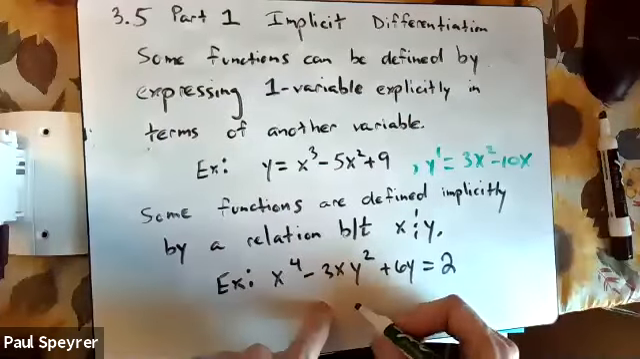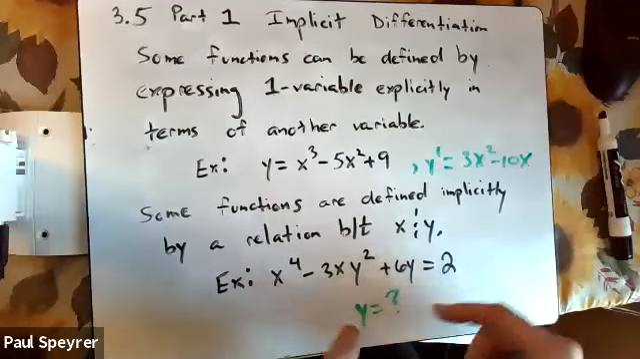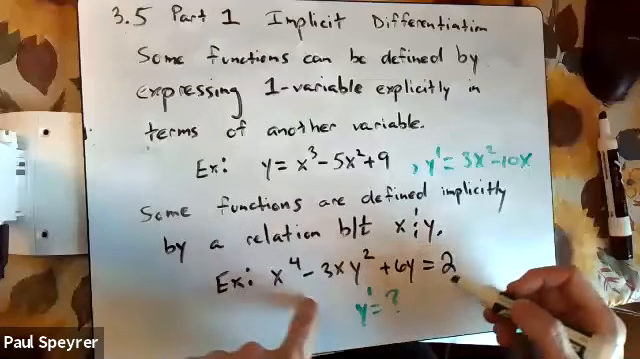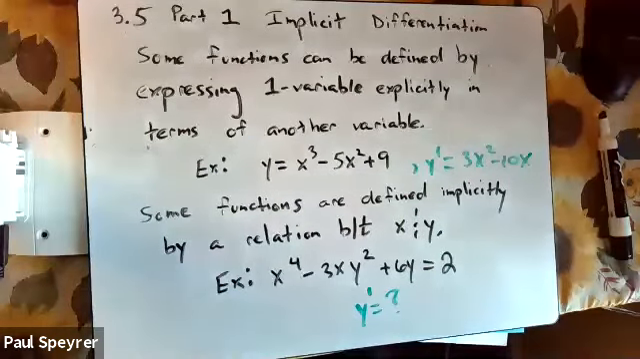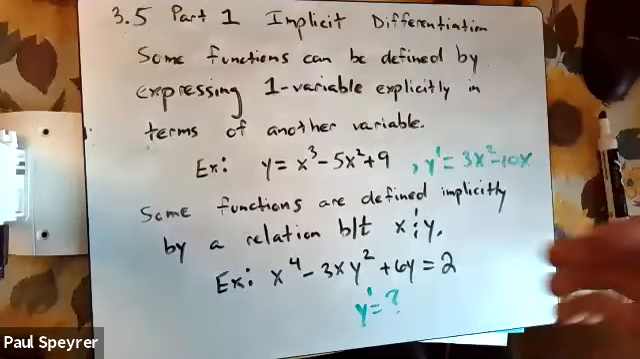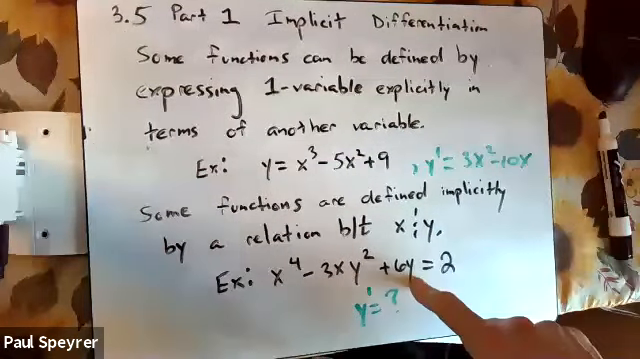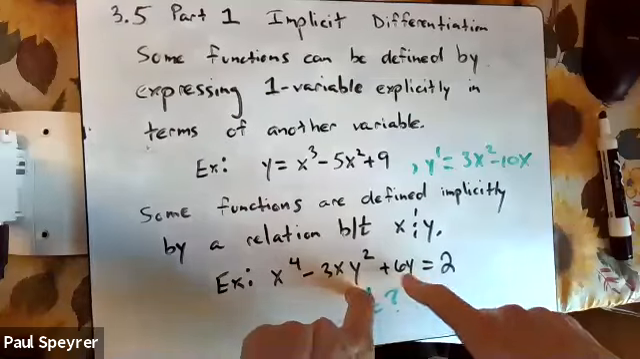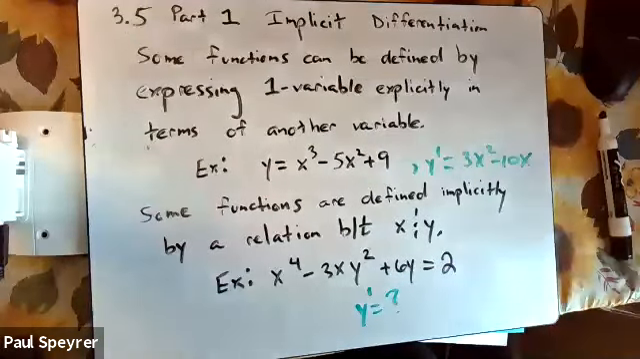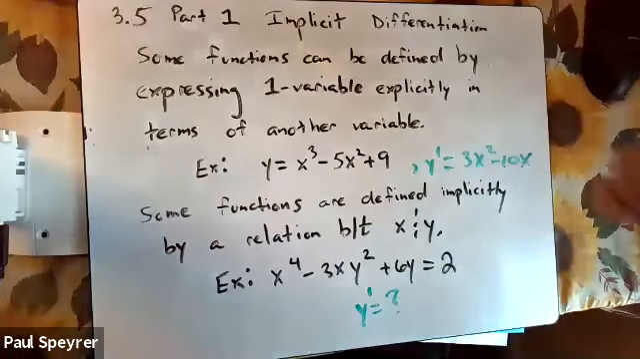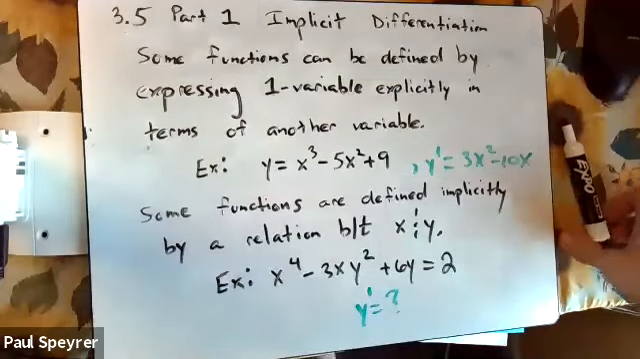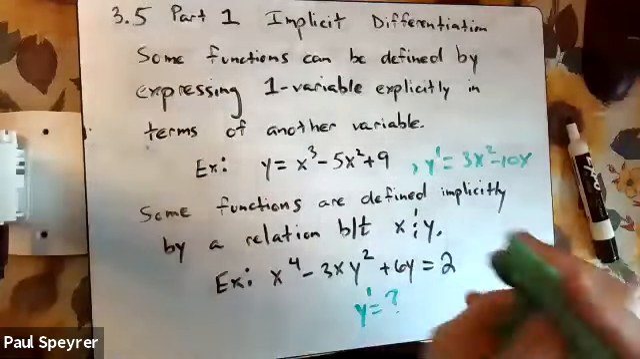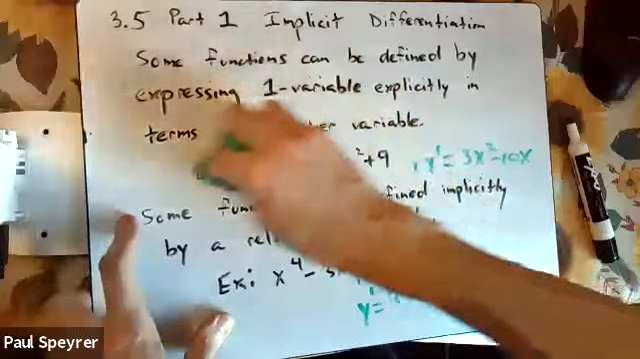How do we find y prime in this case? Maybe you're thinking we've got to get y by itself, but it's hard to get y by itself. Why? Because you have a y here and a y squared here. They're all different powers of y. We can't factor out a GCF. So that's what implicit differentiation is all about. How do you differentiate implicitly?